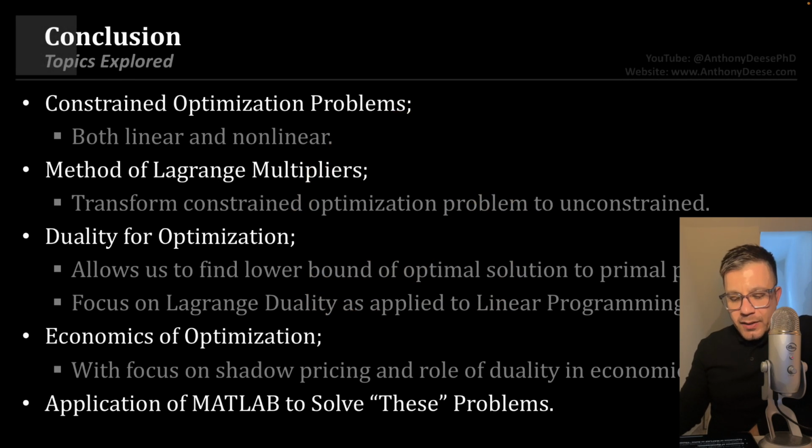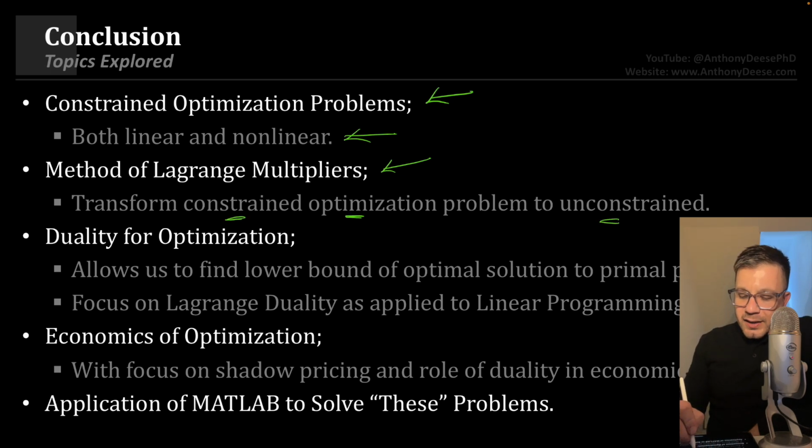So I wanted to end by presenting a short conclusion of all 8 modules that constitute this series on constrained optimization. We discussed a lot of interesting topics. We provided an introduction to constrained optimization problems, both linear and nonlinear types. We discussed how to use the method of Lagrange multipliers, considering both equality and inequality type constraints, and how we could use it to transform the constrained optimization problem into its unconstrained form. We discussed at length the duality principle, and how it may be applied to optimization. It allows us to find the lower, or potentially upper, but really lower bound on the optimal solution to the primal problem. And we focused predominantly on Lagrange duality, with a little bit of specific focus on linear programming problems.